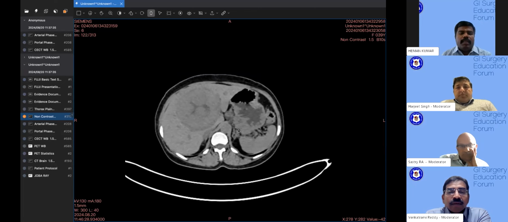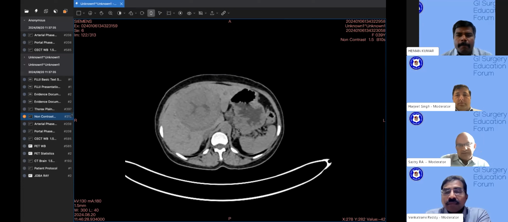On plain CT, there is a heterogeneous mass involving segments 5 and 4 of the liver. The liver is seen without any nodularity, and there is no free fluid. Pertaining to the mass, there is a central hypodensity, preferably a central scar. The central scar is hypodense.